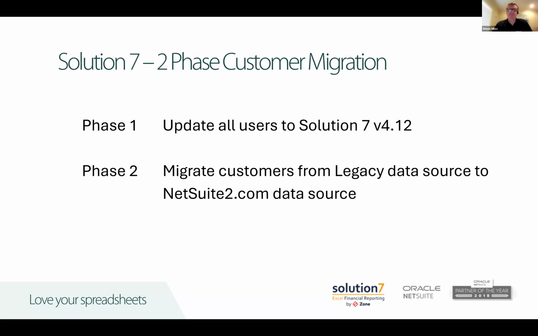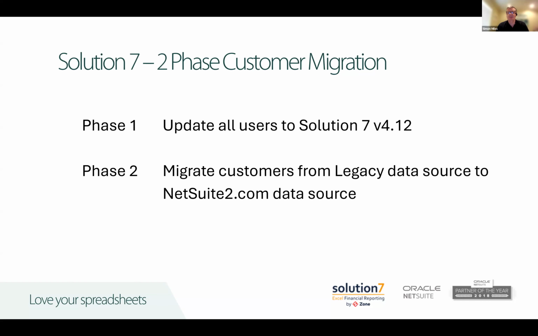So what does that two-phase process look like? It's relatively simple. The first phase is we are looking to get all customers updated from whatever version of Solution 7 they're running to version 4.12. Why are we doing that first? Well, it's really important that before you think about switching or migrating from the legacy data source to NetSuite2.com, all of your users must be running 4.12. And I can't emphasize that enough.